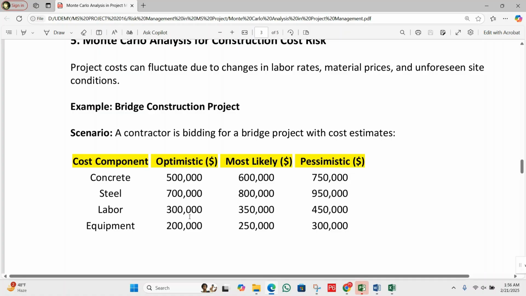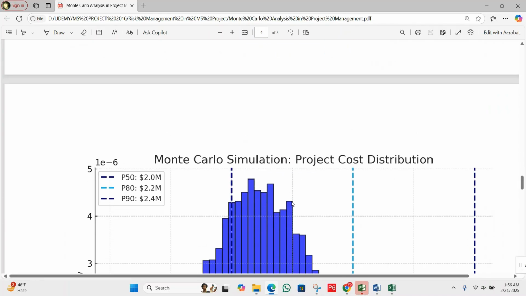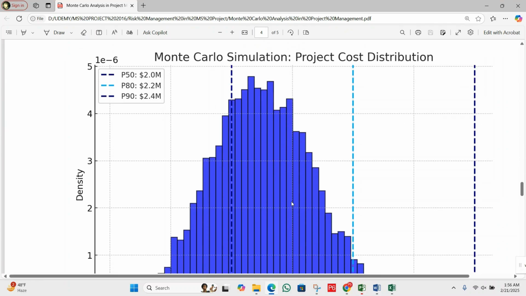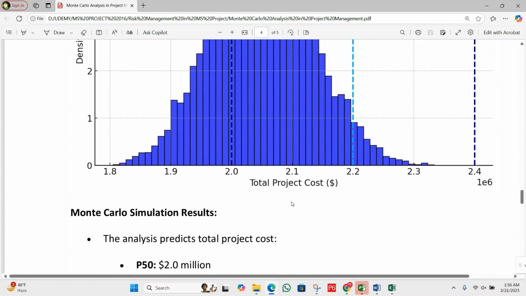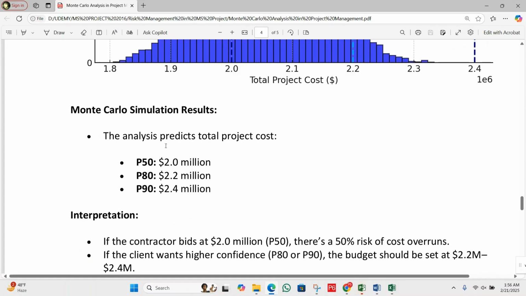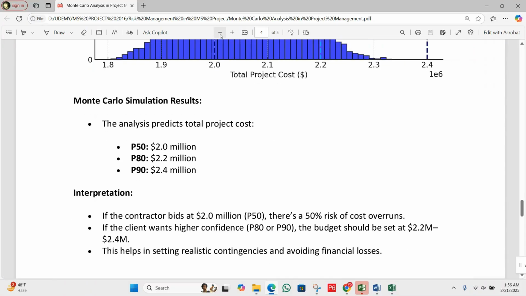Labor is 300,000, then most likely 350,000, and pessimistic 450,000. Equipment is 200,000, most likely 250,000, then 300,000 pessimistic. So here is the bidding for the bridge project with cost estimates. Next, we have a Monte Carlo simulation here. Let me zoom out, please.